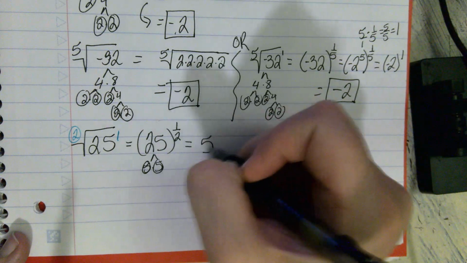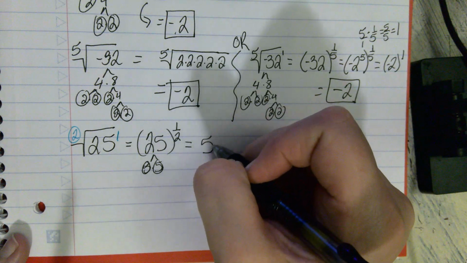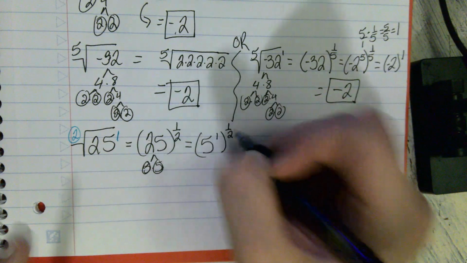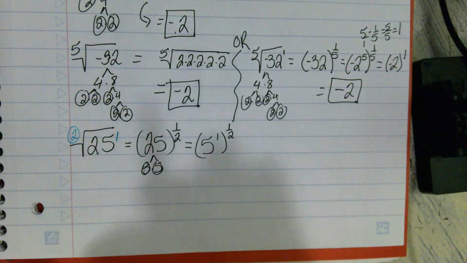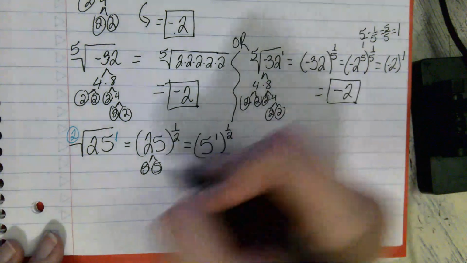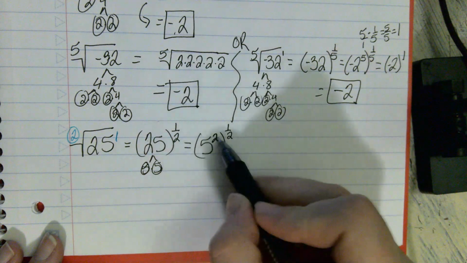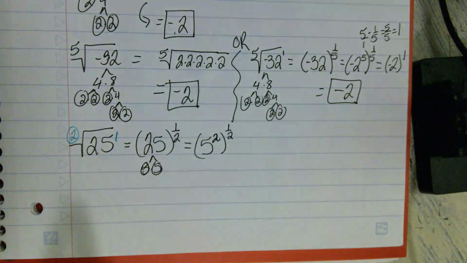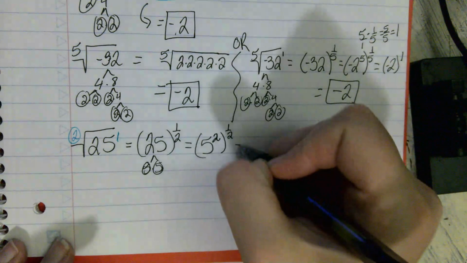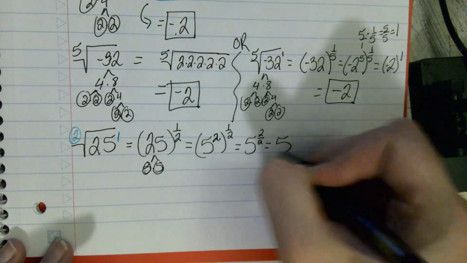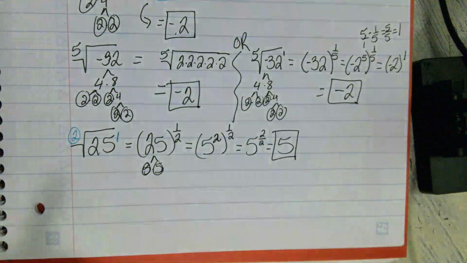Which would be 5 to the 1st power raised to the 1/2 power. Second. There's 2. Silly. There's 2. So 5 to the second power raised to the 1/2 power. Multiply that across, we get 5 to the 2 over 2, which is just 5 to the first power. Positive 5.